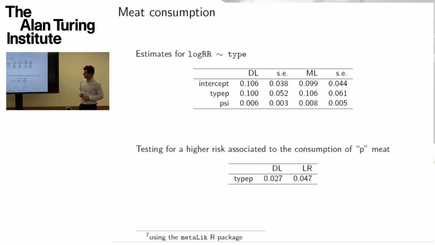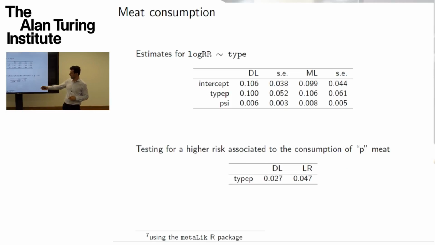So let's go back to the meat consumption data. Here's the estimate for the log relative risk in terms of type. And here I report some estimates. I mean, there's nothing interesting in these figures. The estimates are pretty close to each other.